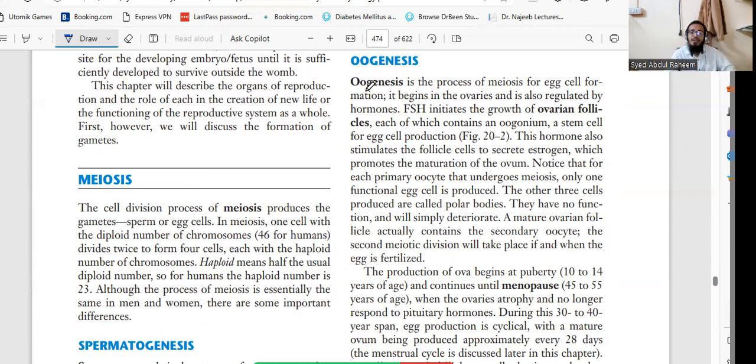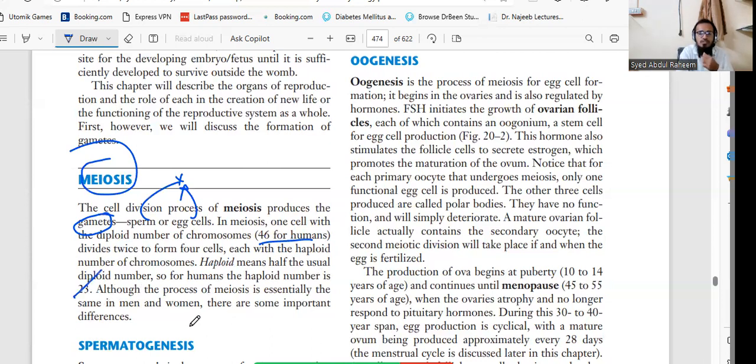So the cell dividing process is known as meiosis. What do we call meiosis? We need gametes, that is sperm or egg cells. In meiosis, one cell with the diploid number of chromosomes, 46 for humans, divides twice to form four cells, each with the haploid number of chromosomes. Haploid means half the usual diploid number. So for humans, the haploid number is 23.